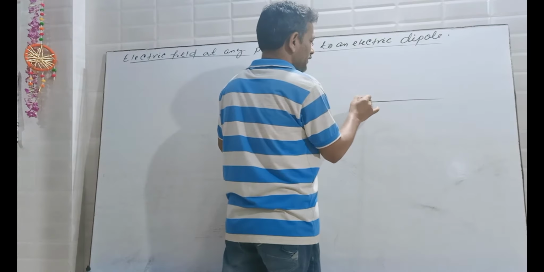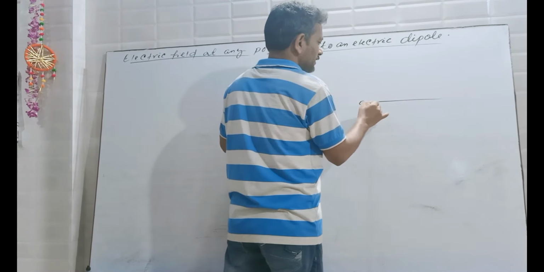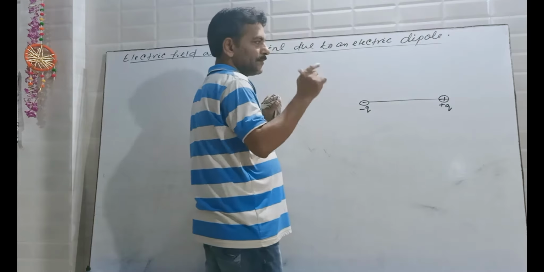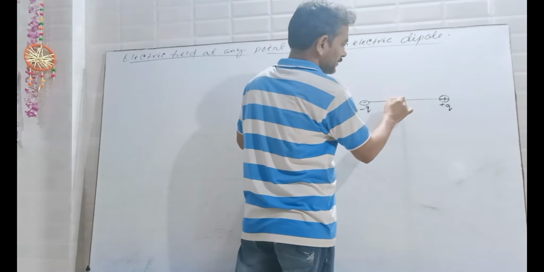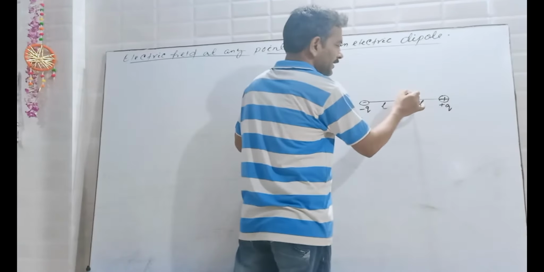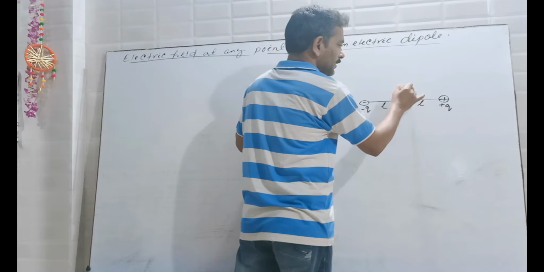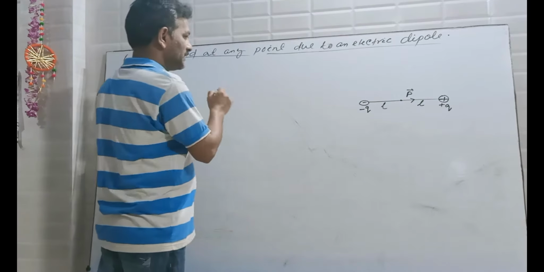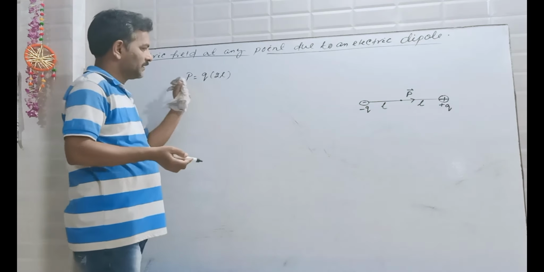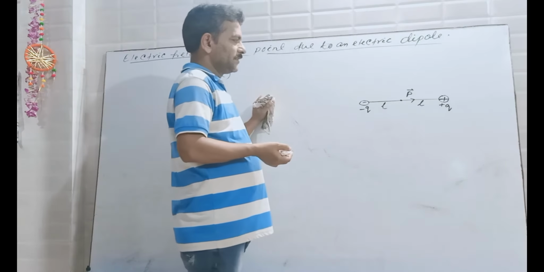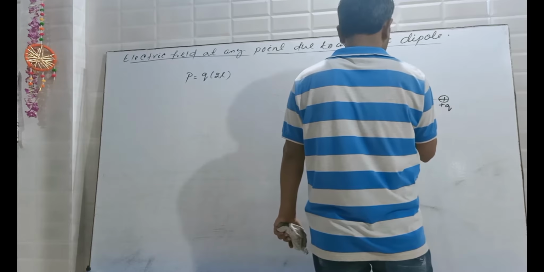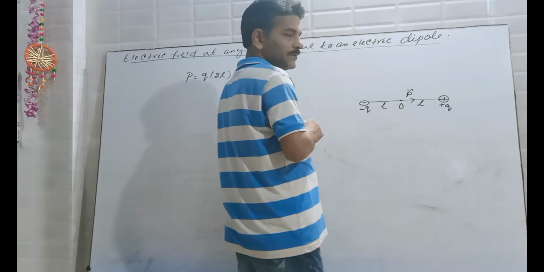Consider an electric dipole consisting of 2 point charges minus q and plus q separated by a small distance 2l, having dipole moment p, which is given by what? P equal to q into 2l. Magnitude of either charge and separation between two charges. Let the central point of the dipole be O.